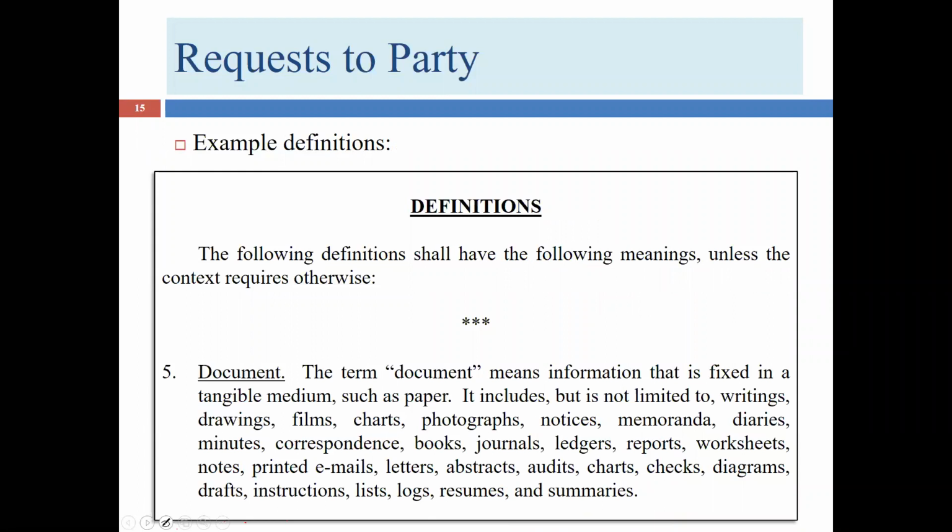We're going to be thinking about the same definitional things we talked about when we were thinking about the interrogatories. We want definitions that are very specific, but are also going to result in lots of data. So here we have an example, document. The term "document" means information that is fixed in a tangible medium such as paper. It includes but is not limited to writings, drawings, films, charts, photographs, notices, memoranda, diaries, minutes, correspondence, books, journals, ledgers, reports, worksheets, notes, printed emails, letters, abstracts, audits, checks, diagrams, drafts, instructions, lists, logs, resumes, and summaries.